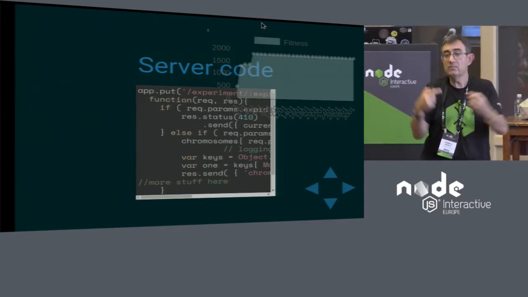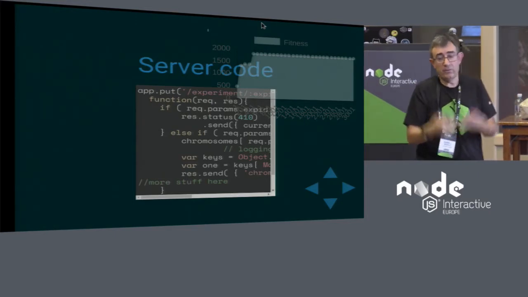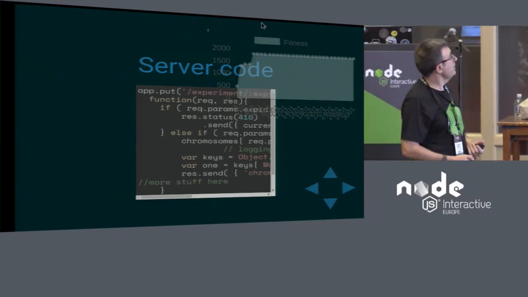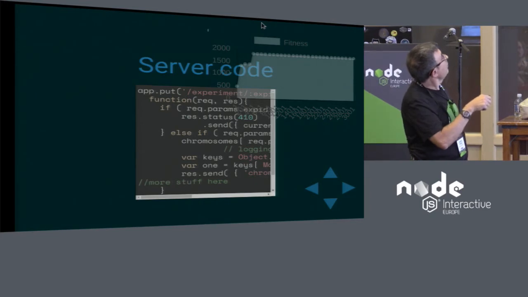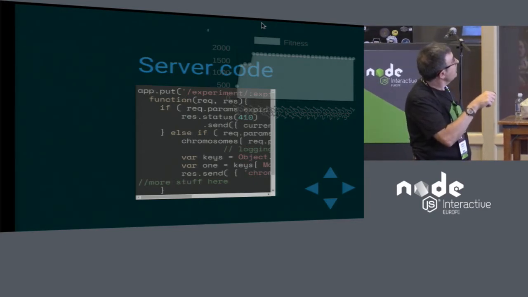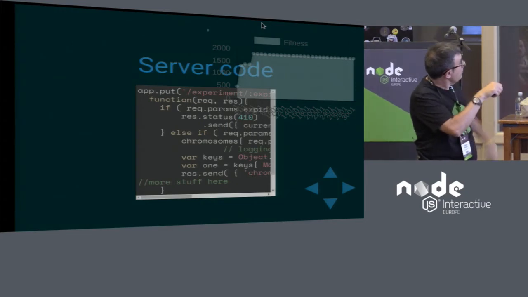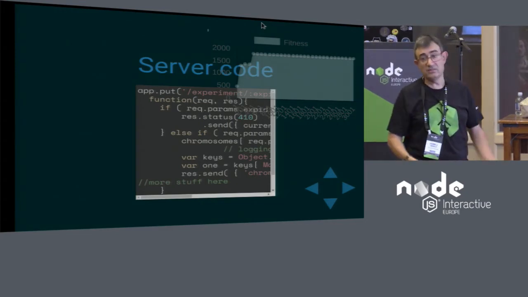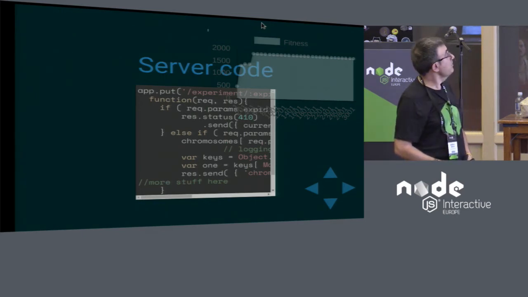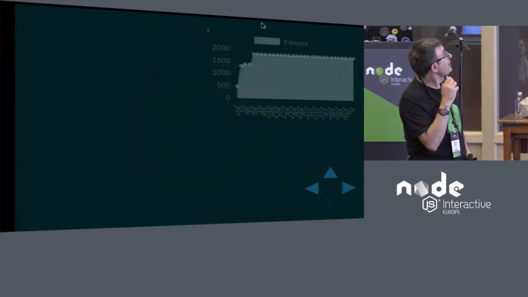It's not happening all the time, right? So I don't want to overload the server. We don't really need to interchange a lot of information, but you see that if you're running this particular experiment, then you will have this chromosome sent back using rest.send. This is Express. It's a pretty vanilla Express REST interface.